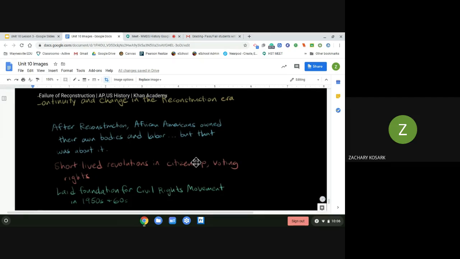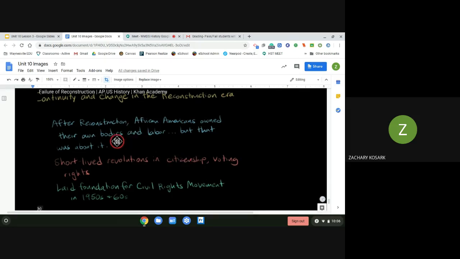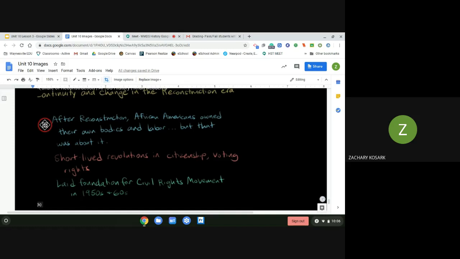So this is just something that I got off of Khan Academy, of just kind of the failures of Reconstruction. So after Reconstruction, African Americans did have new rights. They owned their bodies and they owned their labor, like I mentioned earlier. But that was about it. They could not go and do things freely. They could not go and vote. They could not go and have economic success easily any longer.